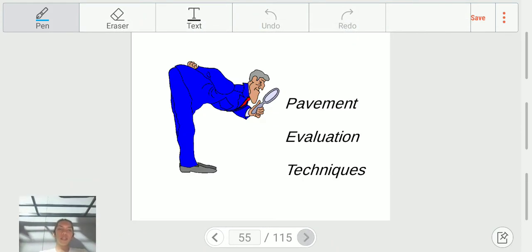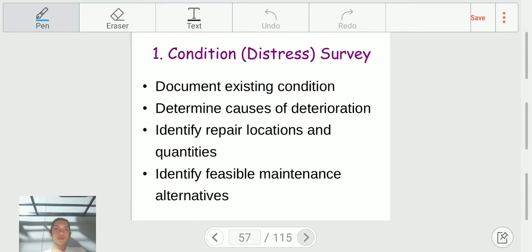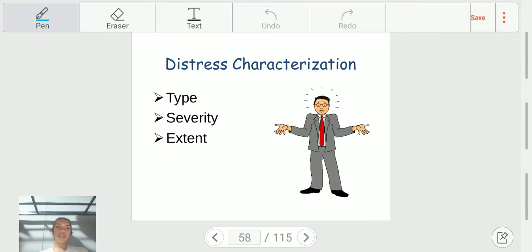Pavement evaluation techniques. So pavement evaluation techniques include surface condition, distress, structural capacity, and also surface friction. First is the condition survey: document existing condition, pavement causes, and the duration, identification, repair location, and quantities, identify feasible maintenance alternatives. So distress characteristics: type, severity, and extent.